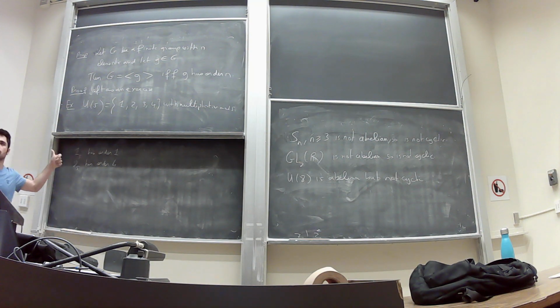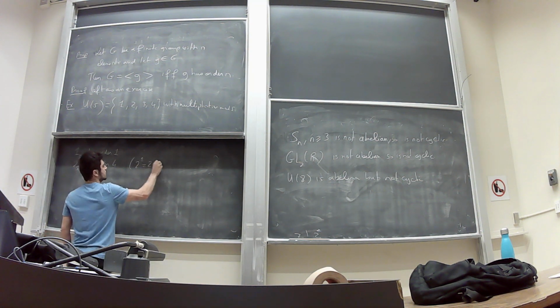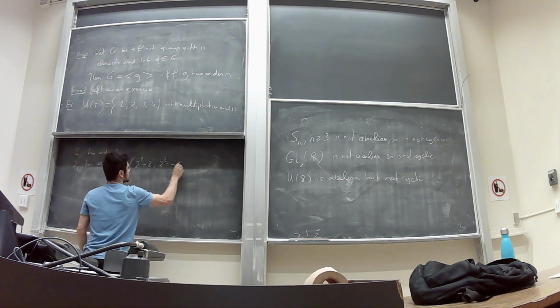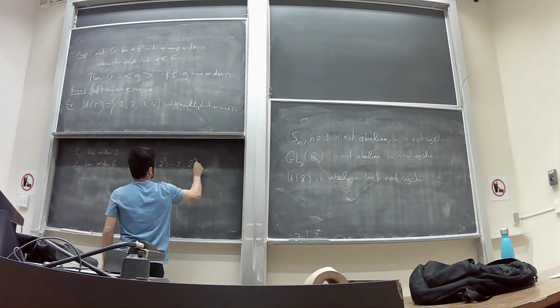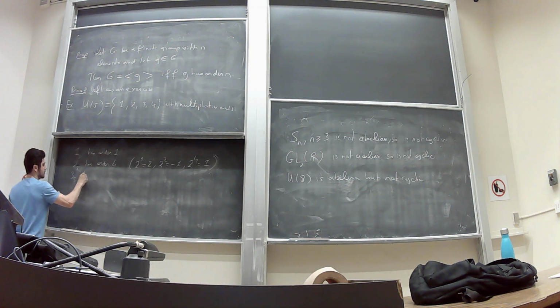Right? We have seen this. So 2 to the 1 is 2, 2 squared is minus 1, and 2 to the 4 is 1. Now 3 to the 5, what's the order of 3 to the 5?